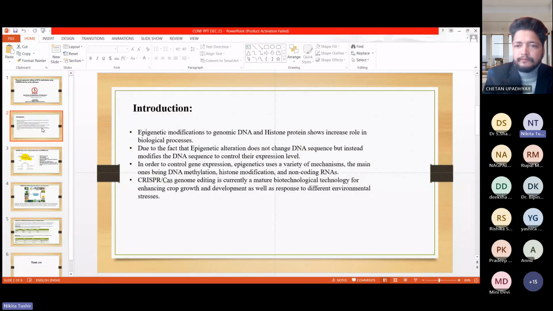CRISPR-Cas genome editing is currently a mature biotechnological technology for enhancing crop growth and development as well as response to different environmental stress.